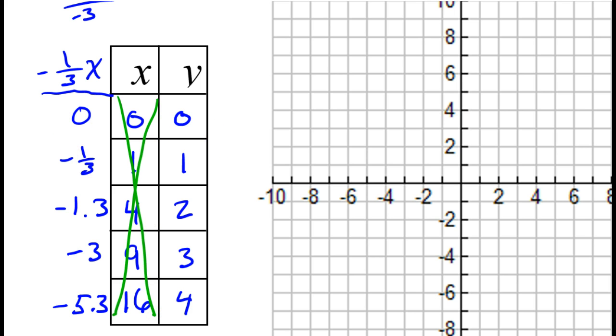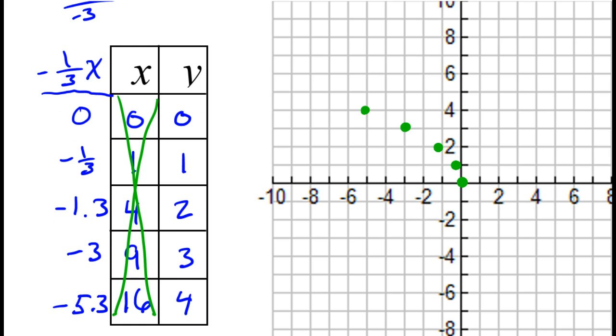So these values will give us the skeleton. So I've got 0, 0, -1/3, all right, is just over a tiny little bit, and then up 1. -1.3 and 2. -3, 3. And -5.3, 4. Okay, so those are my skeleton values.